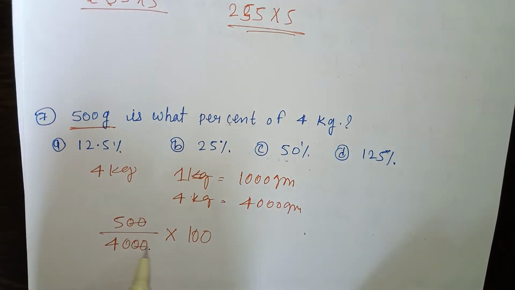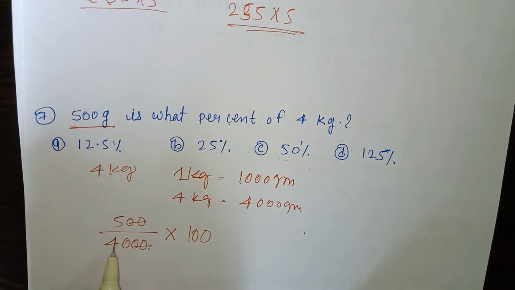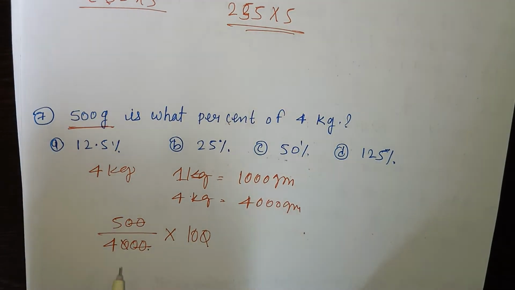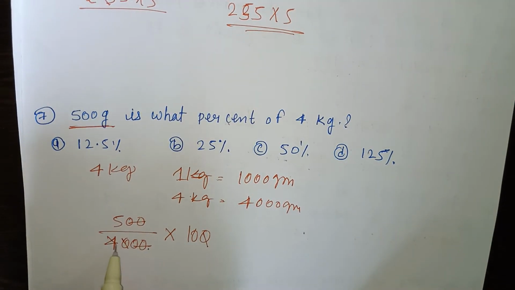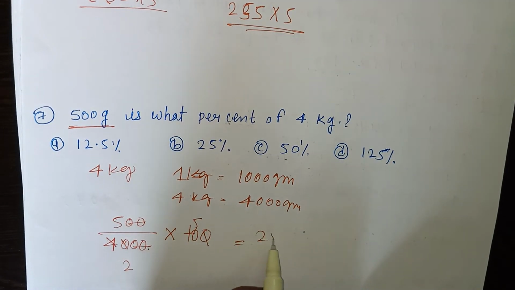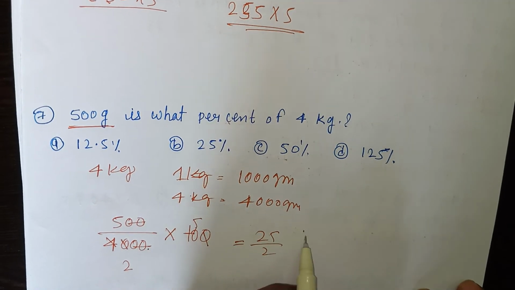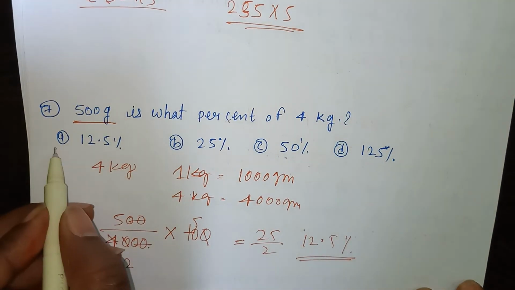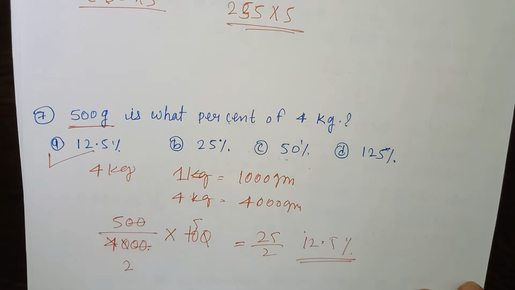Then the zeros cancel, and here 10 also cancels. Then 2 twos are 4, 2 fives are 10, it's 25 by 2, so 12.5%. Then option number A is correct.